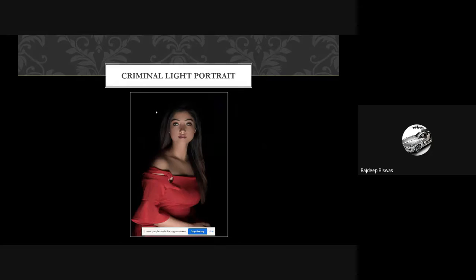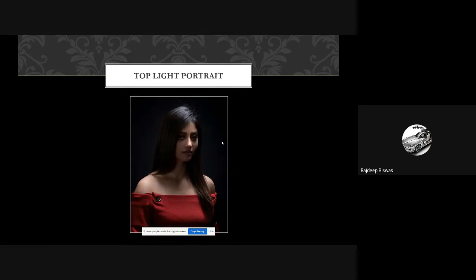As you can see, the light is placed below the subject, and the identification of criminal light is that you just observe the shadow of the nose and that of the eyes. Definitely, it's not portraying an evil character with this lovely lady. However, generally criminal light is used to portray evil. Okay, top light is just placing the main light above the subject.